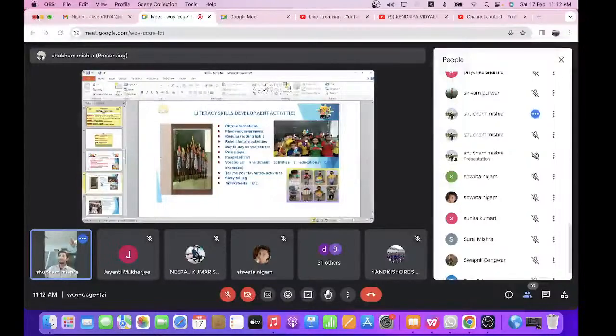In literacy skill development, there are so many activities we do, like rhyme recitation, and we do extempore poetry recitation. Students are encouraged to do this type of activity.